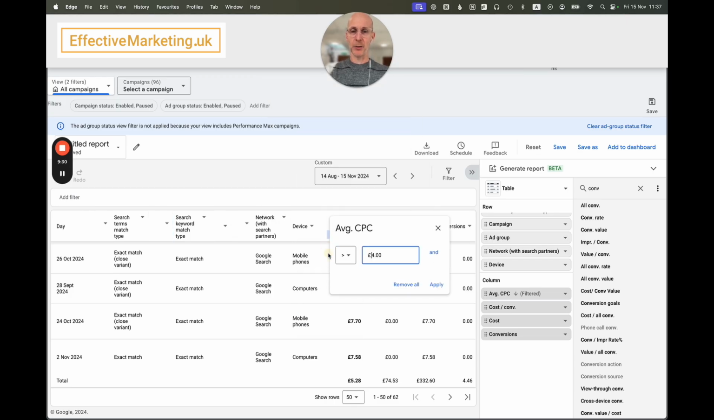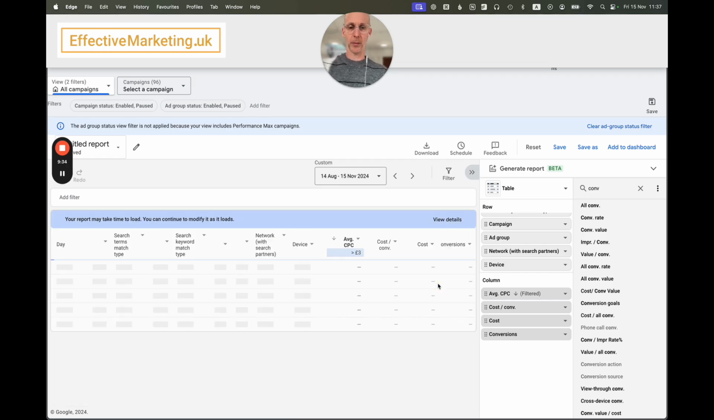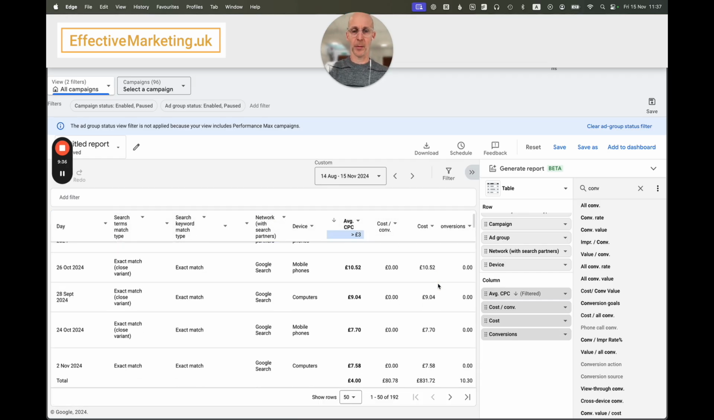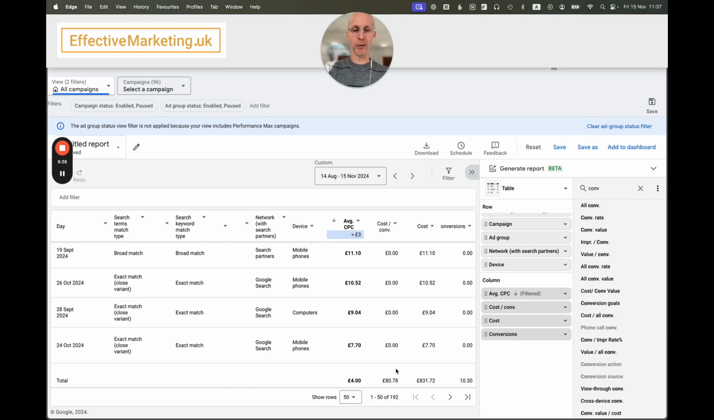Let's go further down. Let's see, £3. Anything over £3 is costing us £80 per conversion, so that's quite good to get rid of, and it's actually wasted £800 of our budget. So at the cost of potentially losing 10 conversions, we will be saving £800 for very expensive conversions, and this probably is a good place to cap CPCs.